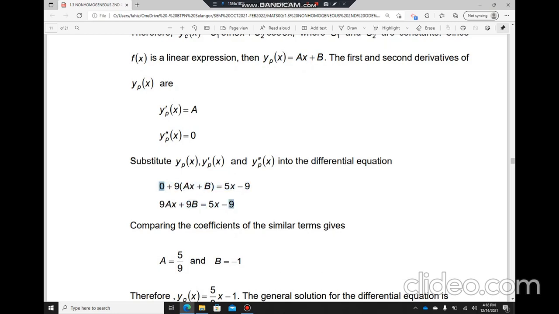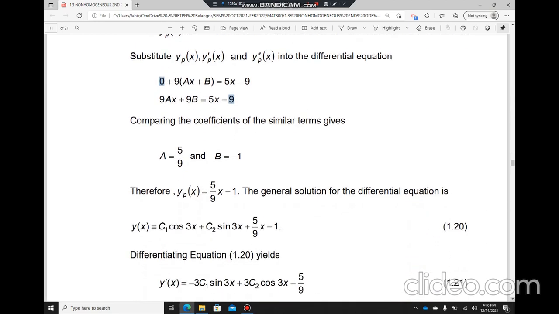Masukkan balik dalam equation asal, and then compare coefficients of the similar terms, give A equals to 5 over 9 and B equals to negative 1. And then dapatkan nilai P. So the general solution is YC plus YP. YP ni ambil balik kan, AX plus B. Tadi AX plus B, so your A is 5 over 9, and then your B is negative 1. Okay, so dapat bentuk ni, jadikan dia general YC plus YP. Okay, so dapat equation 1.20.